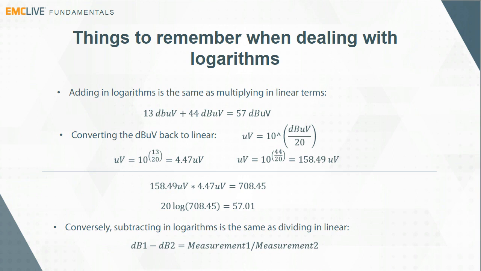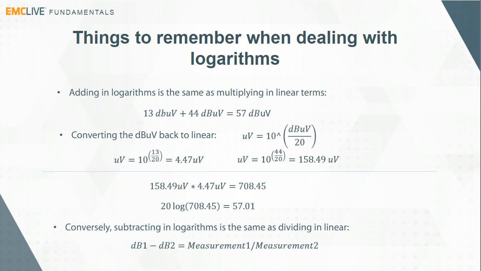What we're looking for here is that adding in logarithm is the same as multiplying in linear. If we multiply 158.49 times 4.47, we get 708.45 microvolts. If we want to convert that back to logarithmic terms, back to dB microvolts, take 20 times the log of 708.45, we get 57.01. So that proves to you that adding in logarithms is the same as multiplying in linear.